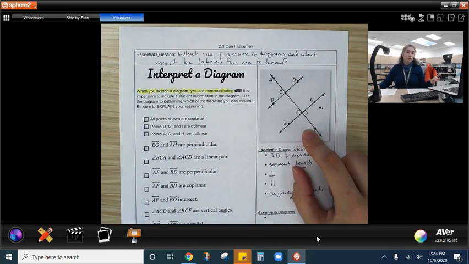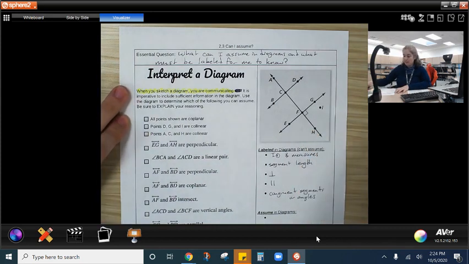I'm sure you've heard the phrase, a picture's worth 1,000 words. Same idea with geometry. In fact, it's even more important. Geometry is what architecture is based on, and lots of other things. So it's really important that we know what we can look at and say, hey, that's true, and what we have to have labeled.